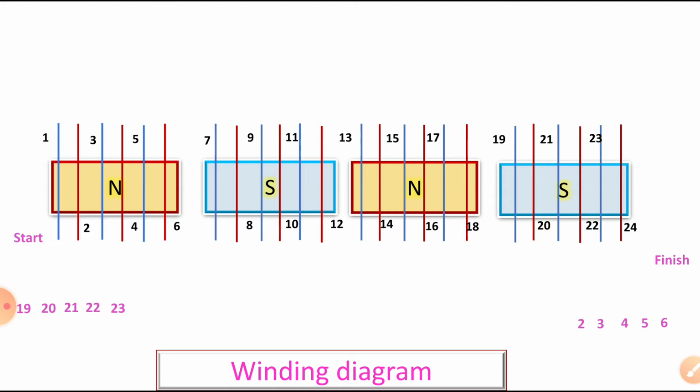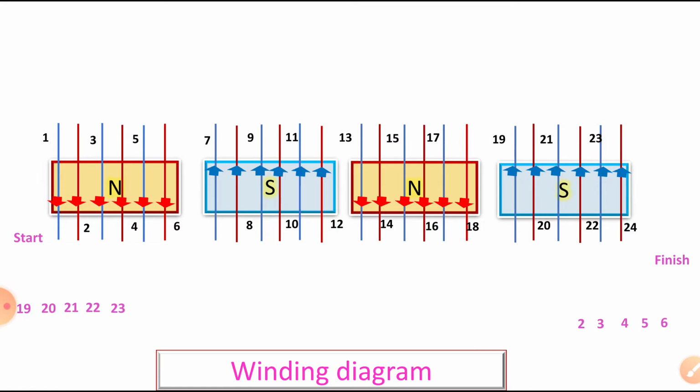You can see it. Let us arbitrarily assume the current directions in the conductors. Let us assume the north pole we have taken is downwards and the south pole is upwards. So this is routine work. Now, based on the table diagram, start from conductor 1 in slot 1.